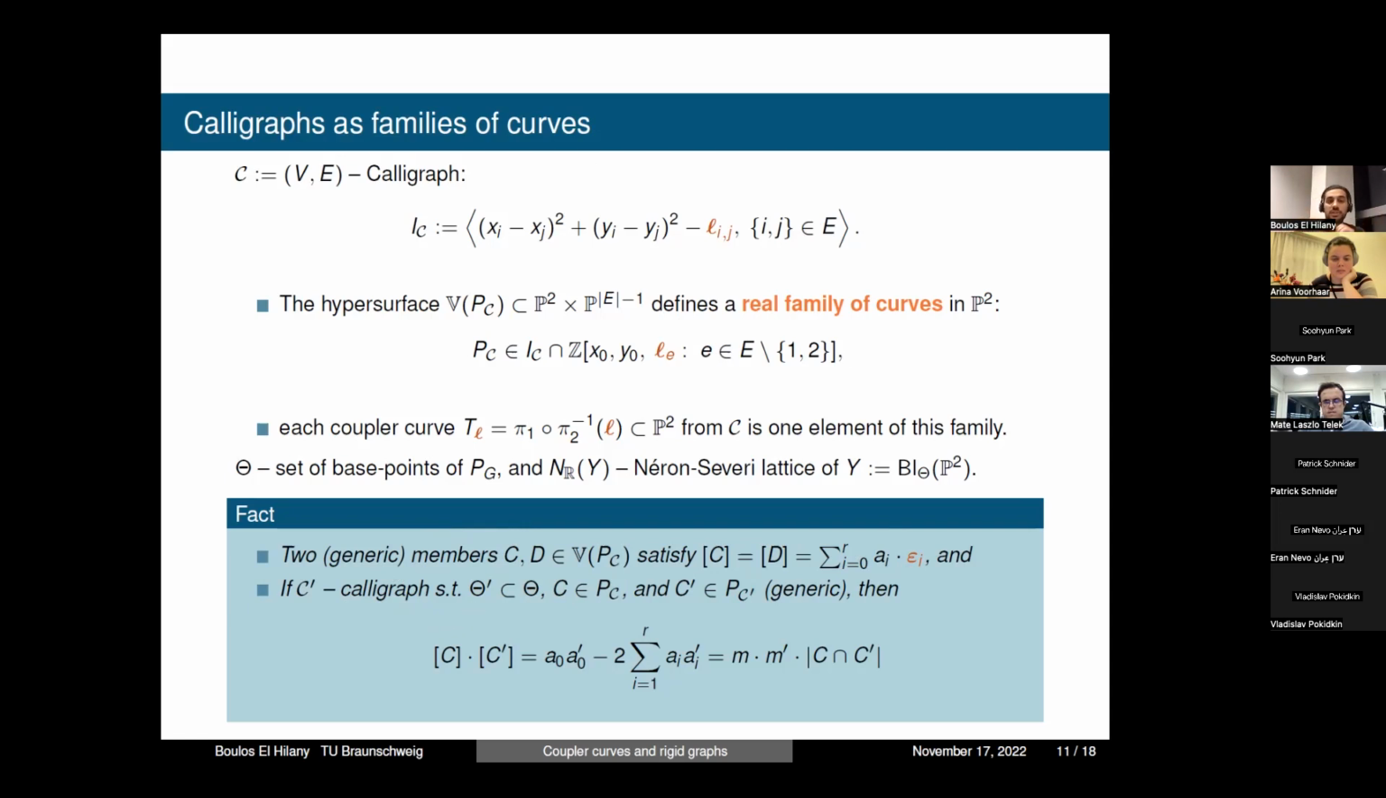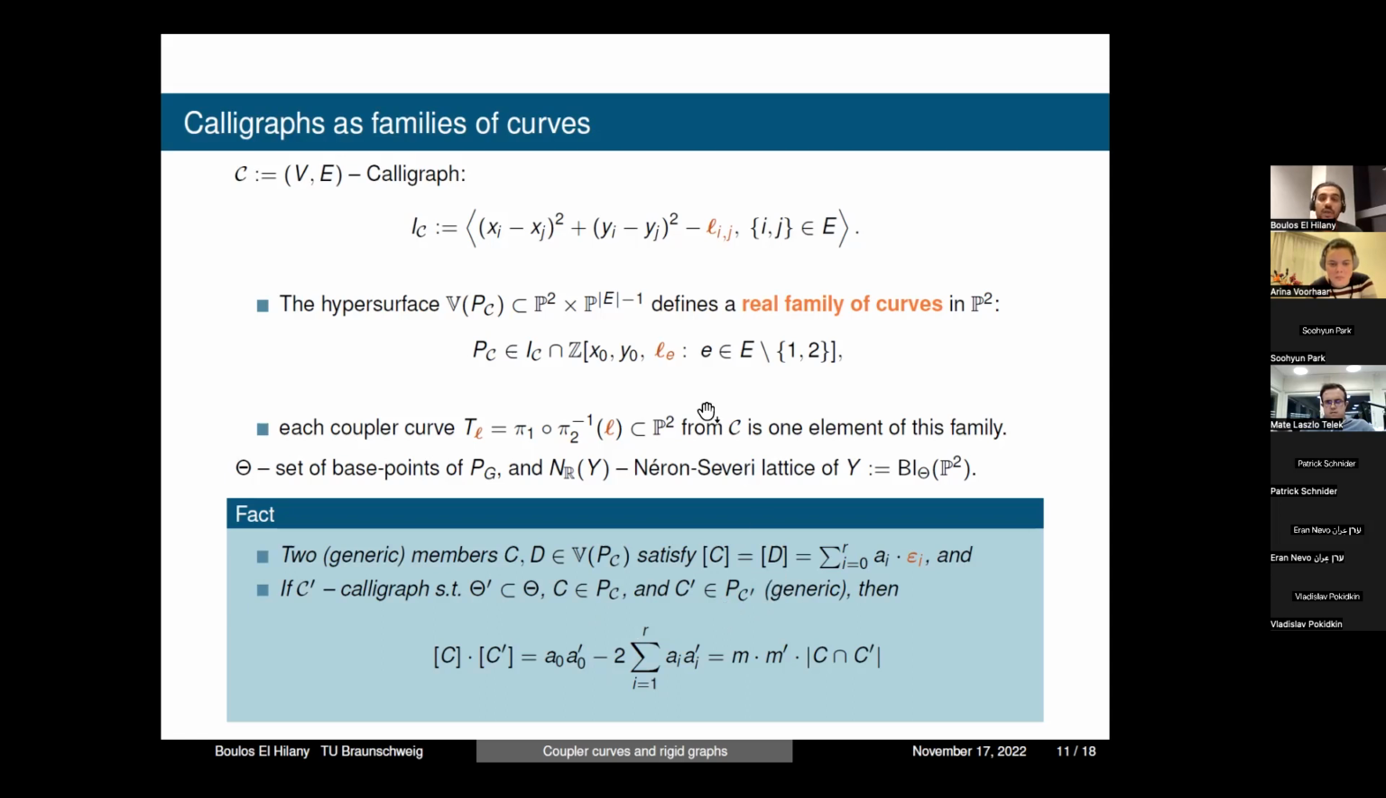if I have any other family of any other calligraphs whose base points are included in C, then the product inside of the Néron-Severi lattice is equal to the product of the multiplicities times the number of intersections of those. So this means that, for each calligraph, if I have this nice description of the Néron-Severi lattices as vectors of those two curves, then I can easily compute their number of intersection points, and it's just a bilinear form. Okay.